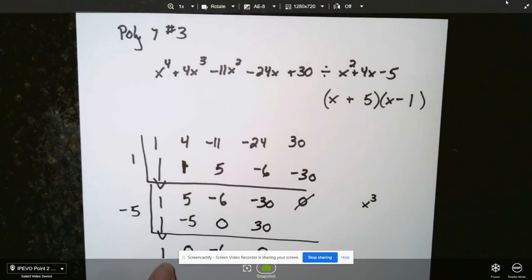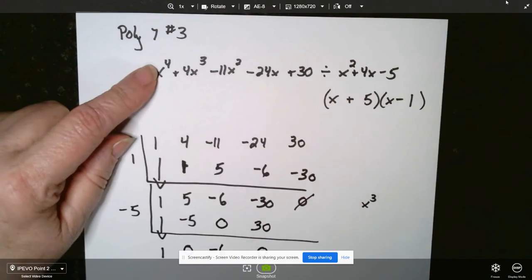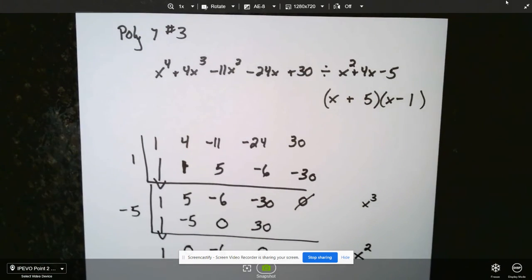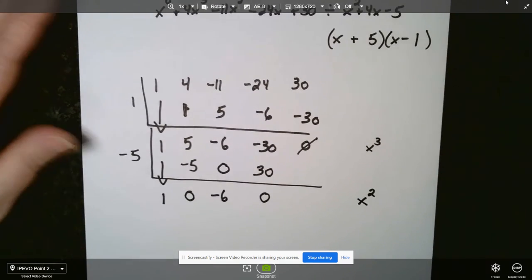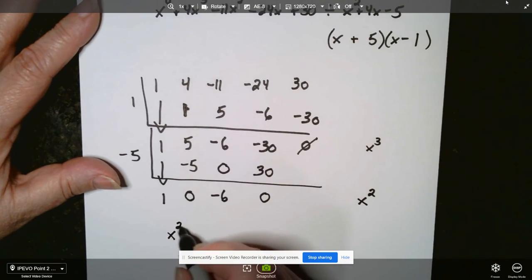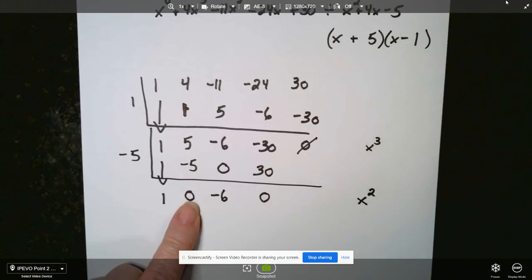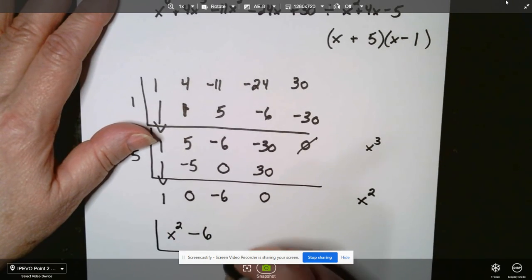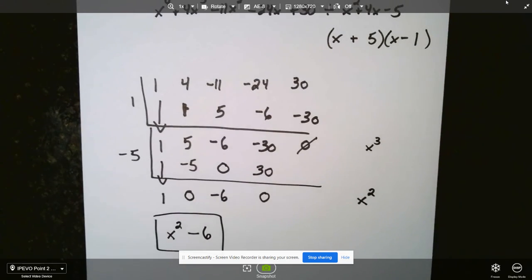So now I've divided through by another x. So now my highest power would be an x squared. So this here, my answer would be x squared. I could say plus 0x, but I'm just going to leave that off. -6, and there is no remainder. I hope this helps.